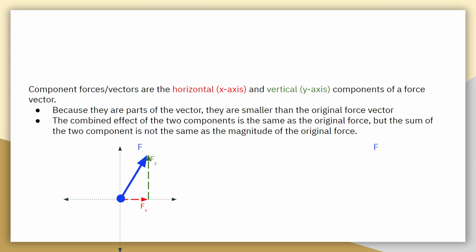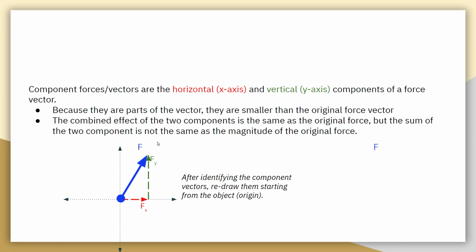Our component forces, or component vectors, are horizontal and vertical components of a force vector. Because they are parts of the vector, they are smaller than the original force vector. The combined effect of the two components is the same as the original force, but the sum of the two components is not the same as the magnitude of the original force. To determine that, we could just use Pythagorean theorem if we knew the lengths of these sides. A squared plus b squared is equal to c squared. But the sum of those two sides of the triangle is not the same thing as the value of the hypotenuse.